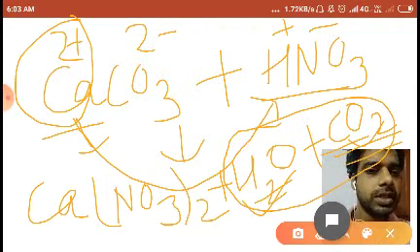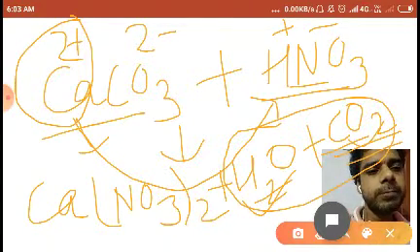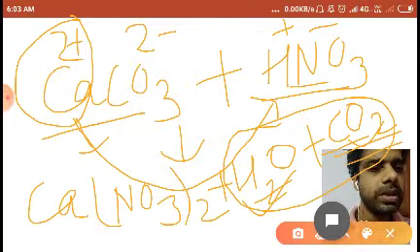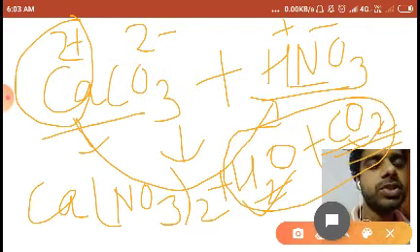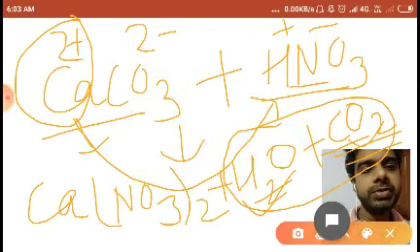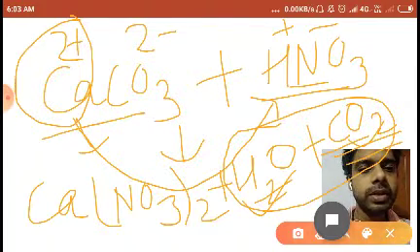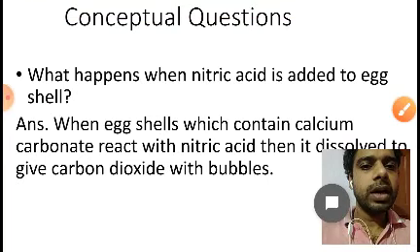Okay, now, so this CaCO3 and HNO3, wherever we are performing the experiment, in a test tube or a beaker, the CaCO3 will dissolve completely in HNO3, and it will give carbon dioxide with bubbles, we can say. So the formation of calcium nitrate plus water plus CO2 would be there. Okay, now, so the first question is over.